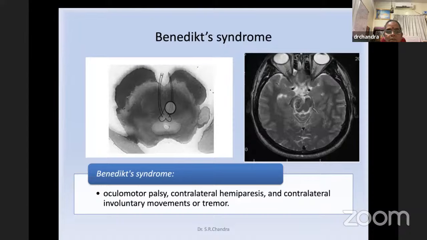Next is Benedikt syndrome. Here there is third nerve palsy with the red nucleus. So oculomotor palsy, contralateral hemiplegia, and involuntary movement due to the red nucleus. That combination is called Benedikt syndrome. Third nerve palsy, Weber syndrome, or it can be with ataxia and action tremor, and the red nucleus resulting in action tremor and contralateral hemiplegia with third nerve palsy. That's called Benedikt syndrome.